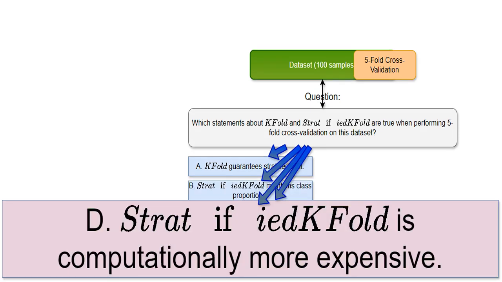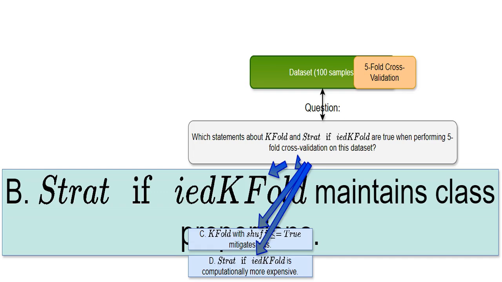I'm considering the computational cost. Because stratified K-fold needs to ensure proportional class representation, it involves more steps than a simple K-fold split, making it slightly more computationally intensive. This statement is false. K-fold simply divides the data into consecutive chunks. It doesn't consider class proportions at all.